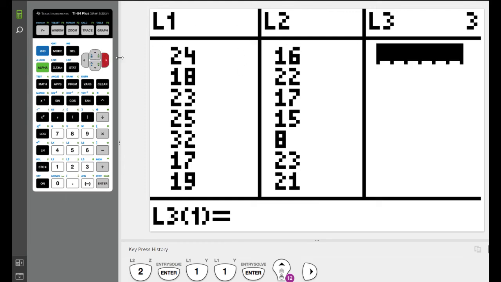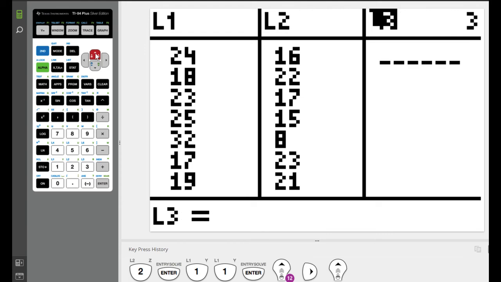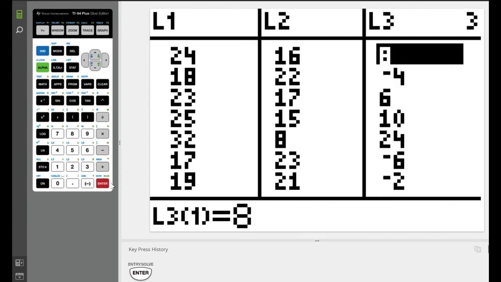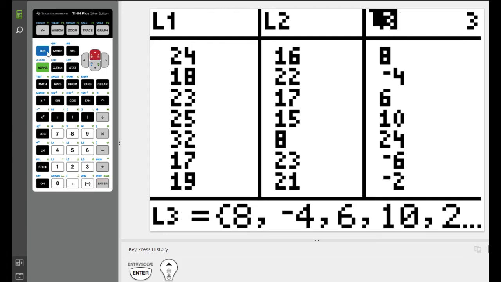Go over to the L3 column and go up to the top where L3 is highlighted. You know you're at the top where it says L3 equals. L3 is going to equal my L1 list minus my L2. So at the very top, hit second 1, that's how you type L1, and subtract second 2, hit enter, and look, it calculated all of those differences for us automatically. One more time: I went up to the top, make sure you're at the very top, and we did L1 minus L2.